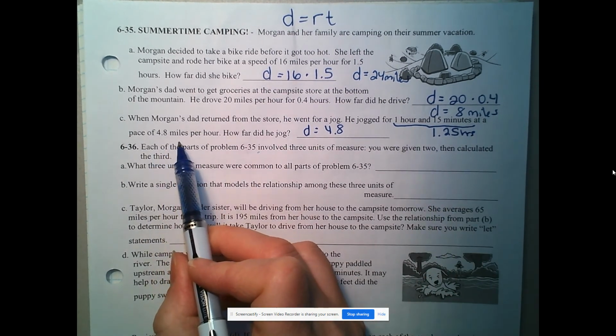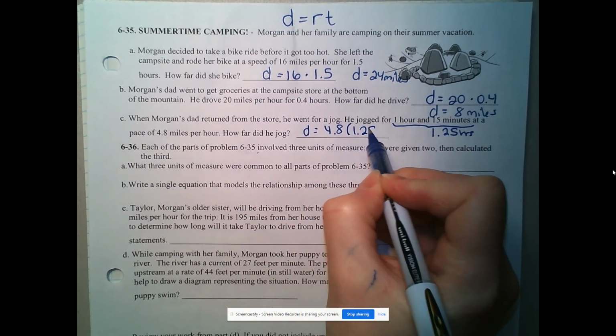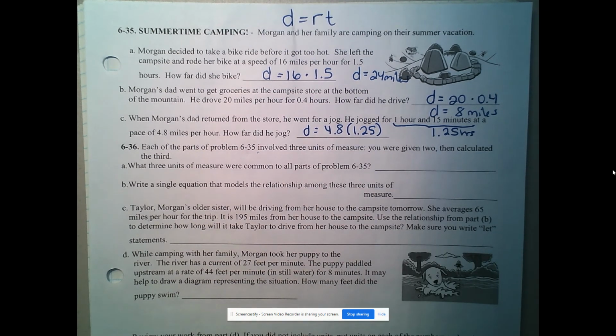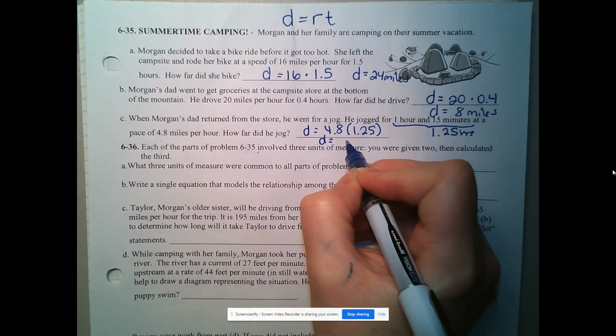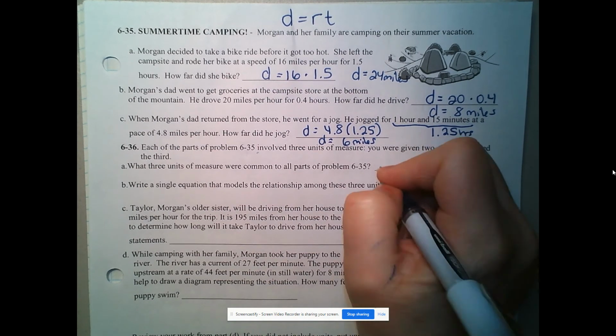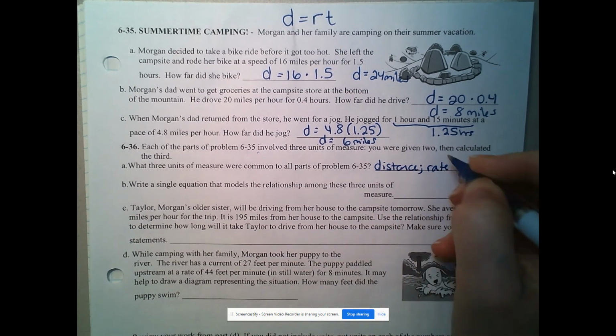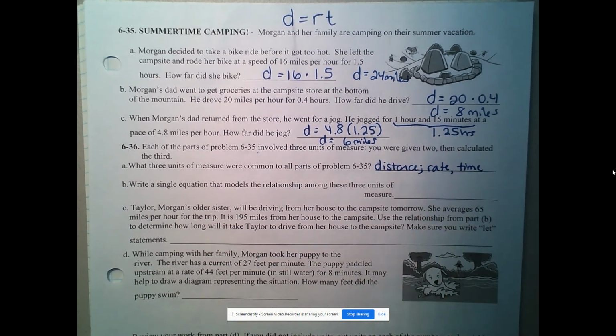A pace of 4.8 miles per hour. So 4.8 times 1.25. Again, this is the same setup, right? Where we're just doing the rate multiplied by the time. And in this case, we would get that it was a distance of 6 miles. So each of the parts involved 3 units of measure. You were given 2, and then you calculated the third. The 3 units are distance, rate, so that's your speed, and time. Now, time doesn't have to be in hours, but since all of these were miles per hour, they were being measured time in hours.